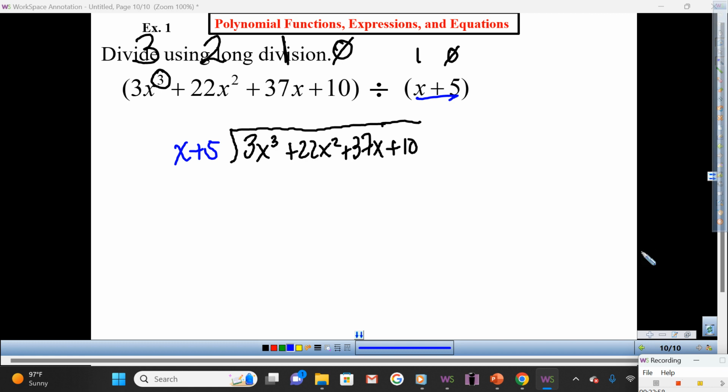So let's just recap the steps. What was the first thing we checked for? Standard form and if there's any missing degrees in between. Second, we set up our division. Now I can begin. Here we go. Look up. I'm going to use red for my quotient, which is on top. Okay, so writing utensils down, look up to the screen. Here it goes.